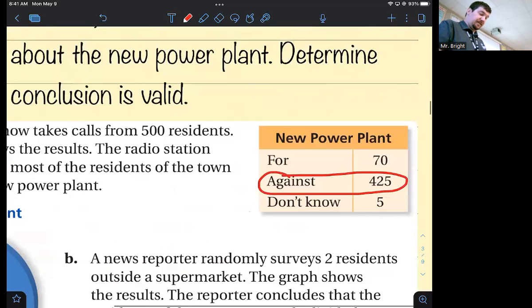I mean, and that's exactly what I'm seeing. 425 out of the 500 people that called in said that they were against the power plant. They were motivated. Yeah. So even if that's not true, it's still one radio station. So you're only getting listeners of that one radio station. So this would be invalid results.